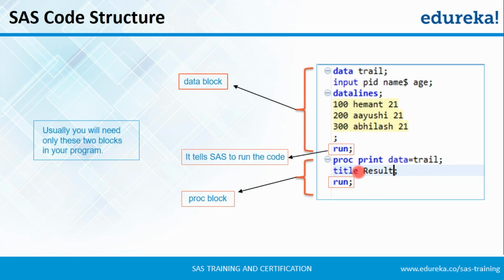Now the title result means the title of whatever we'll be getting in the result window should be result, right? So when we say title result, instead of the normal default header, which is the WPS system, you will get result as the title, right? After that, obviously, like I said, you have to put run, which basically tells SAS to run this particular block, which is the proc block, right? So this is basically the structure that is there in SAS.